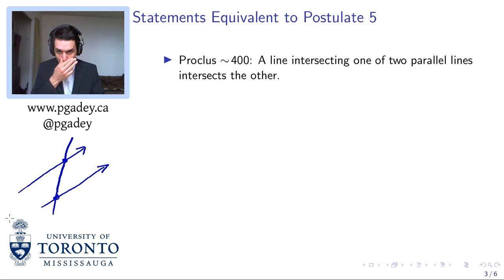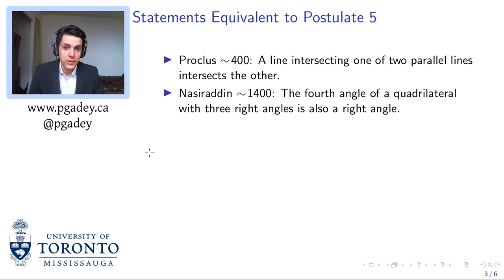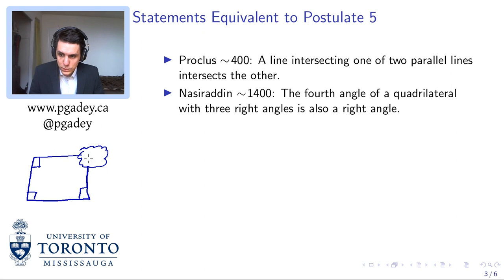Here's an equivalent statement from the Arabic tradition from Nasiruddin in 1400. The fourth angle of a quadrilateral with three right angles is also a right angle. So if we have a quadrilateral and we have three right angles, then this fourth angle here must also be a right angle. Okay, so if that was somehow hidden from us, then that last angle of the quadrilateral must also be a right angle. Okay, again, this agrees with our intuitions about space.